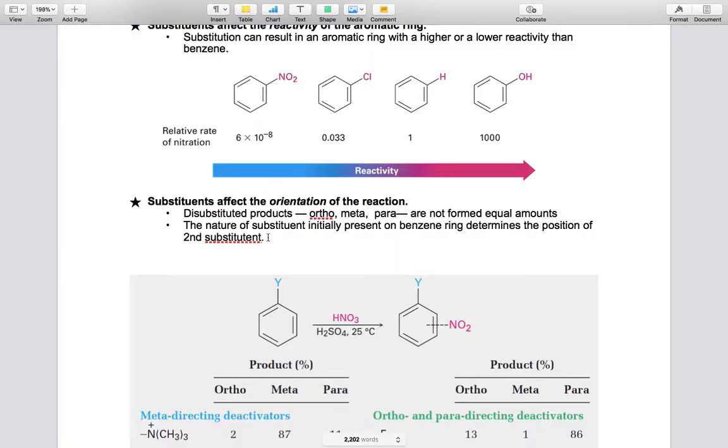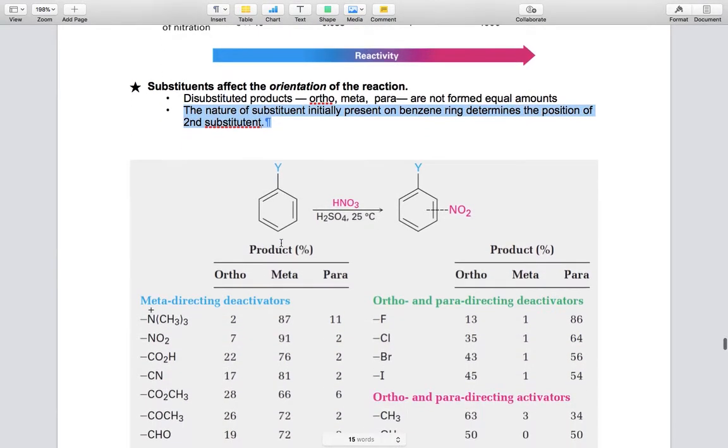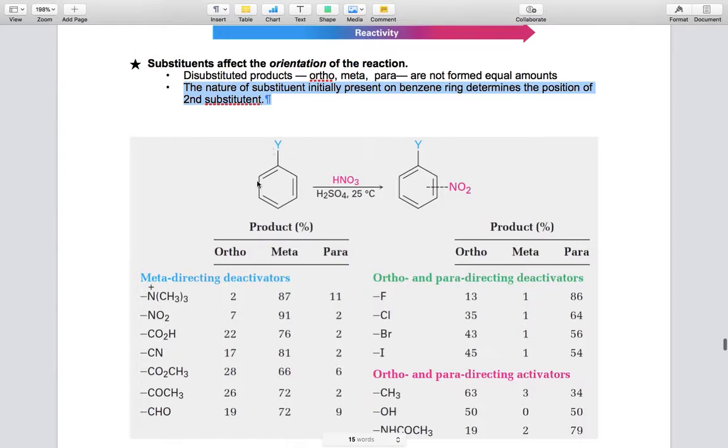And listen, this is important: the nature of the substituent initially present on the benzene ring determines the position of the second substituent. So let's say we already have a benzene ring with a substituent. That substituent will give us an idea of the possible orientation of our disubstituted product.